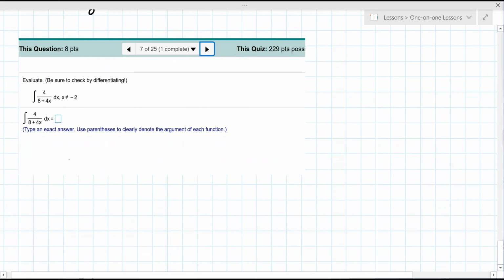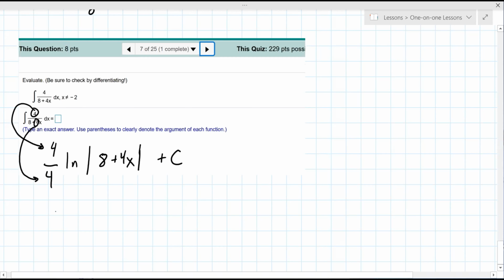So for this problem, the answer is the natural log absolute value of 8 plus 4x, plus c, but then there's one little piece for it. This 4 out front, because it matches this 4, you don't need to put anything there. If they're different, then there's an issue. So let me write it correctly. This 4 comes here over whatever number is there, and you'll see that this reduces to just natural log absolute value 8 plus 4x, plus c. And that 8 plus 4x just comes from the bottom there.